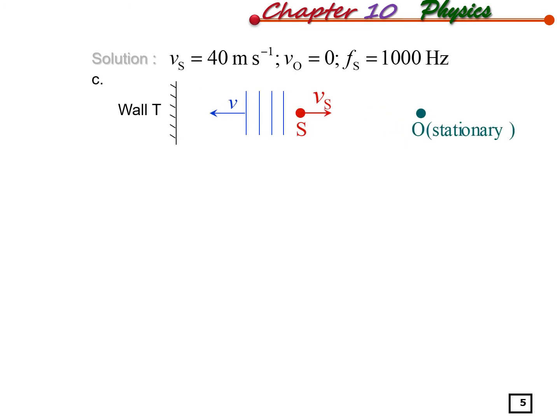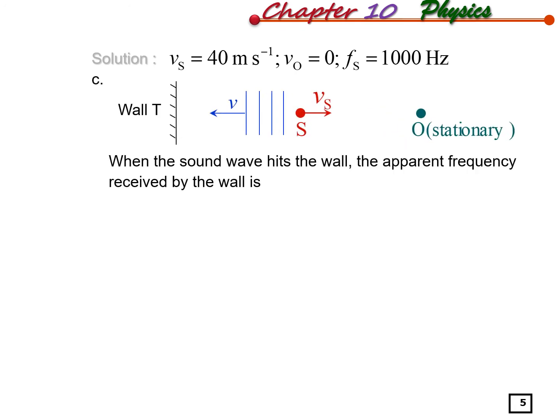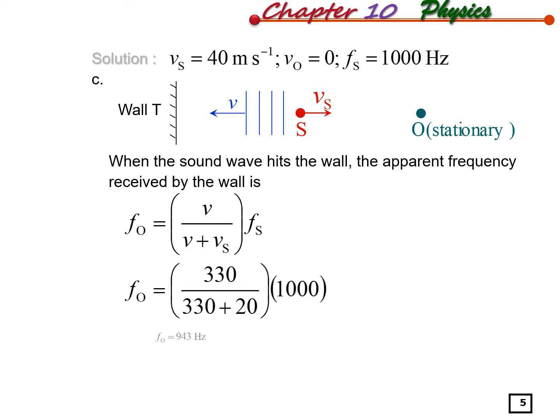For question C, you have a wall. The first thing we need to determine is the frequency for the wave which is traveling behind. The source is moving toward the observer, which means it is moving away from the wall. So the frequency heard from behind will become lower, which will be 943 hertz.